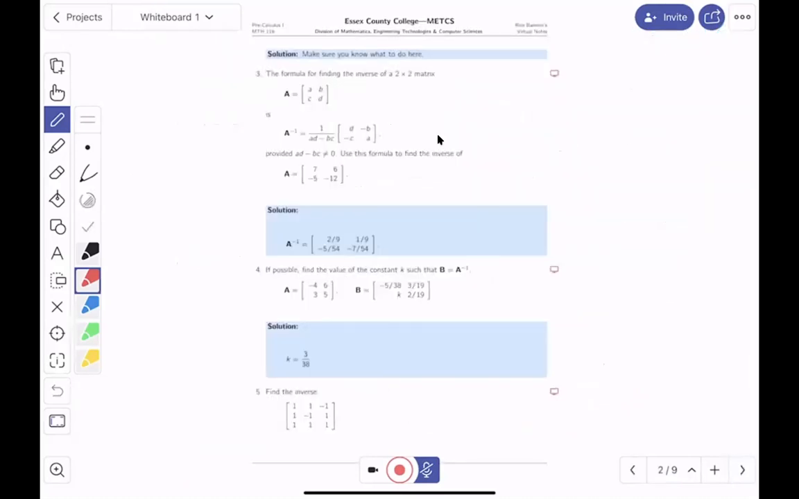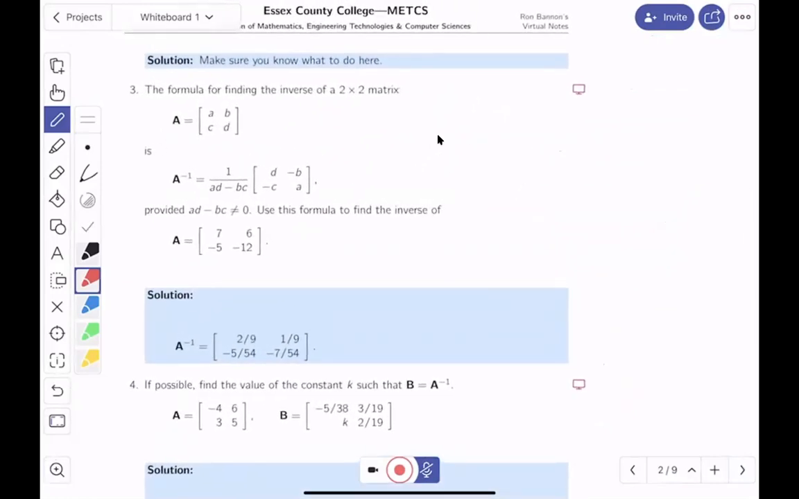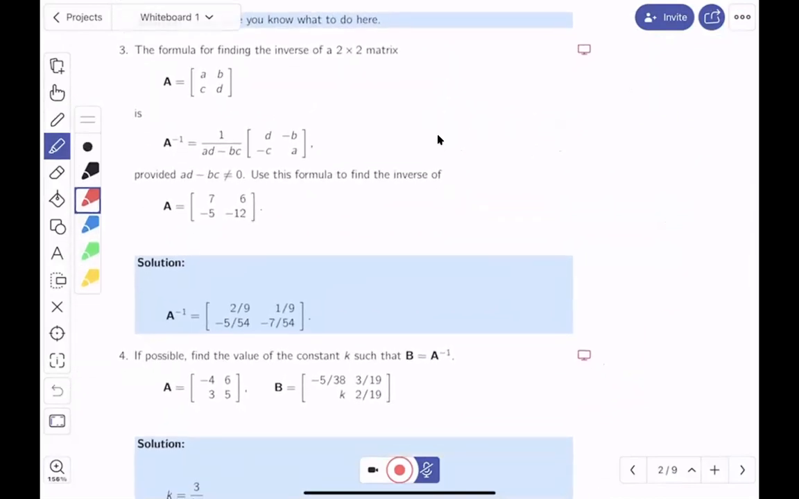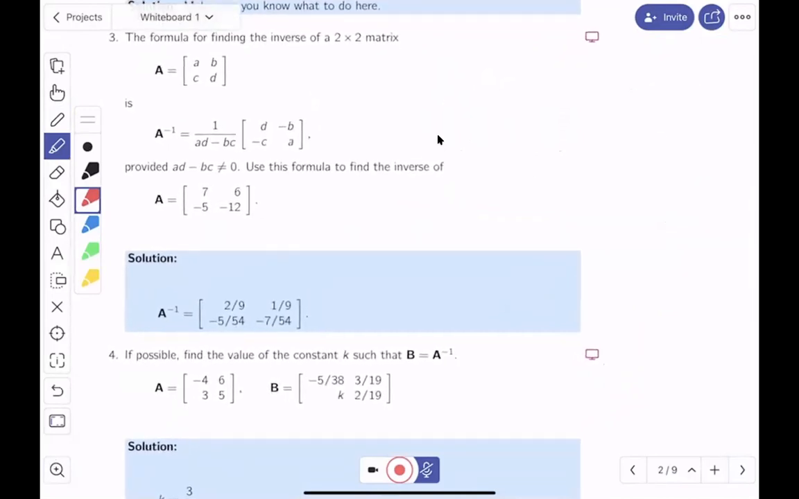And the next question is, this is going to be number 3. Let me just blow this up a little bit. And it says, this is a useful formula now. Just reading it to you, it says the formula for finding the inverse of a 2x2 matrix, and they give you the matrix A with corresponding entries a, b, c, d. So column 1 is a, c, column 2 is b, d, row 1 is a, b, row 2 is c, d. And they say that you can find an inverse by a formula, and they tell you this is the formula for finding the inverse.